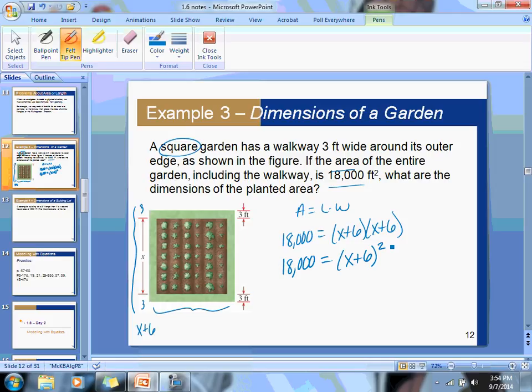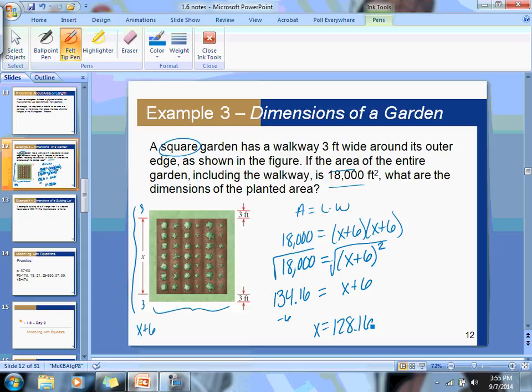Now granted, when we take the square root, we're going to get a decimal. We're not going to have a perfect square of 18,000. So when you take the square root of (x plus 6) squared, you just get x plus 6. The square root of 18,000 is about 134.16. And then you subtract 6 from that. So x is going to be 128.16.